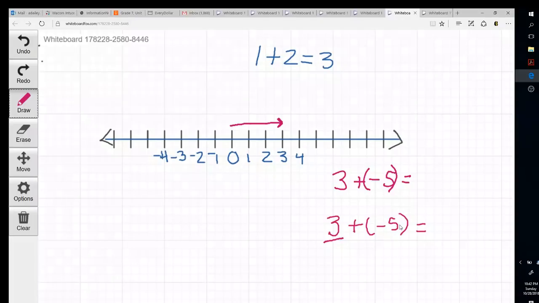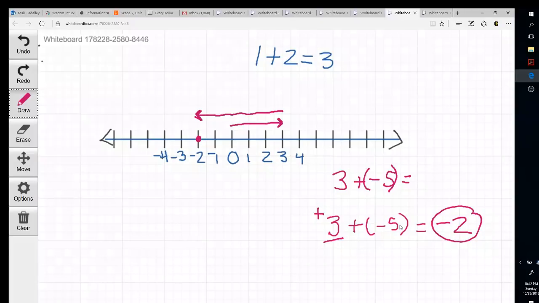Whenever you see a number and it doesn't have a sign, it doesn't have a positive or a negative sign, then you assume that it's positive. And then we start at the tip of this arrow with the tail of our next arrow. And it's moving negative 5, so to the left. So 1, 2, 3, 4, 5. Okay? So wherever that arrow ends, that is our answer. So positive 3 plus negative 5 is negative 2.